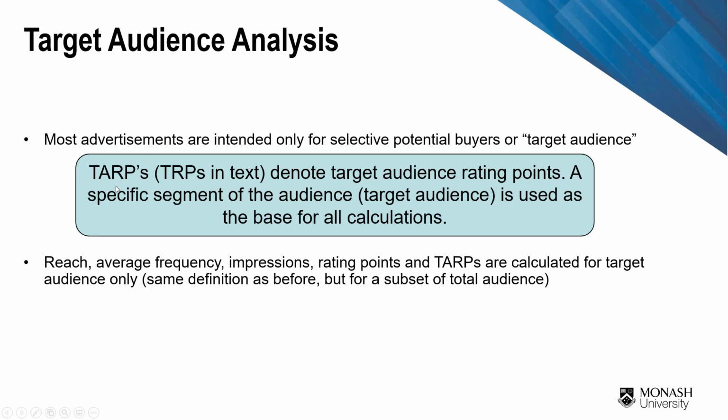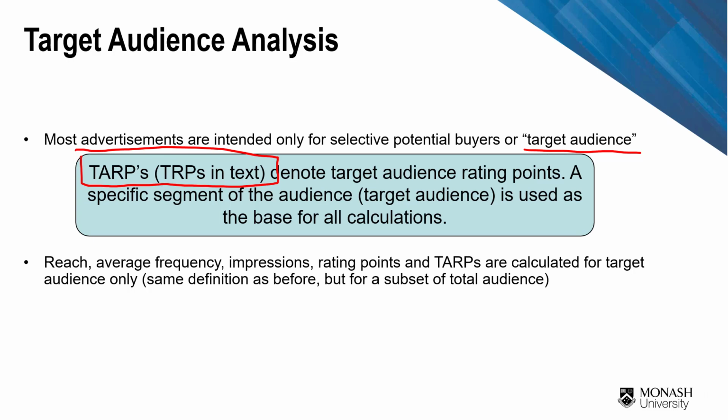So in this case, most advertisements are intended for selective potential buyers, or what we call a target audience. Because of that, this is what we call TARP, the targeted audience rating point, or sometimes it's called TRP in your textbook. So it denotes the target audience rating points. It's just a specific segment of audience that is used for the calculation. So we only calculate those individuals who are part of the target group.